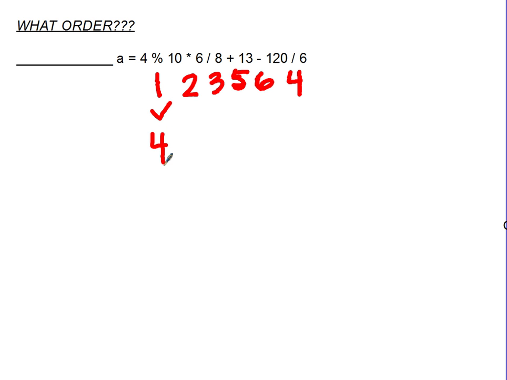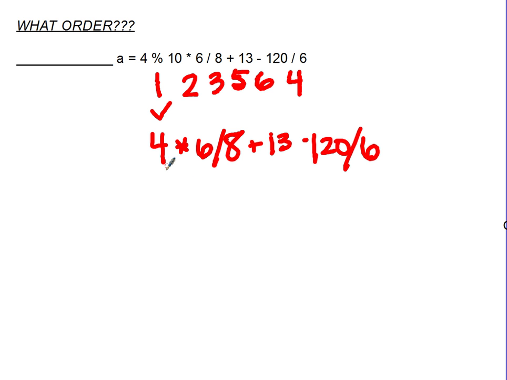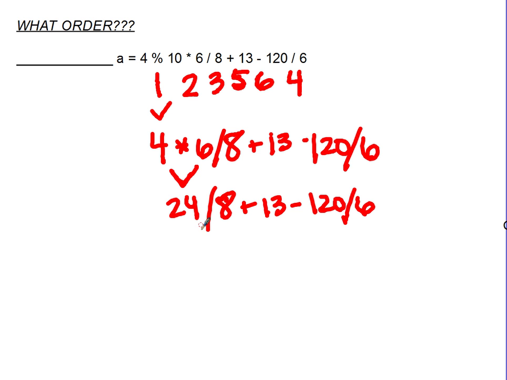That would give me 4. Remember, when it's smaller, I automatically just get that whole thing back. And then it would be times 6 divided by 8 plus 13 minus 120 divided by 6. So now I get 4 times 6, 24 divided by 8 plus 13 minus 120 divided by 6. Here I get 3 plus 13 minus 120 divided by 6.